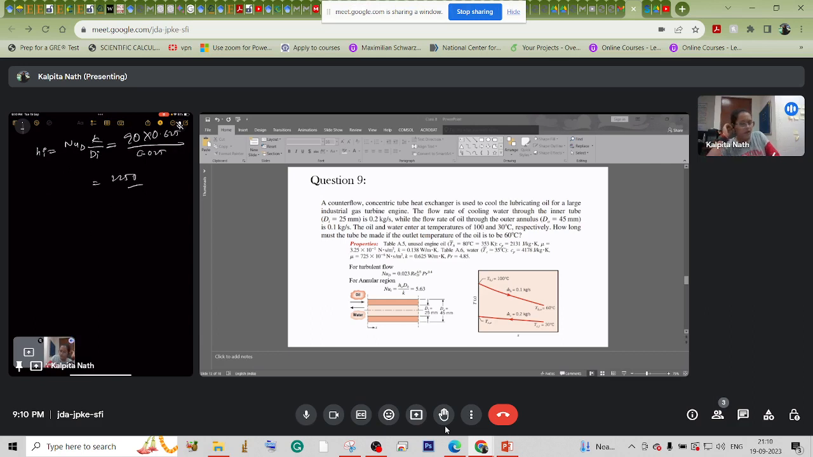Now for the outer, the annular region for oil, we need to find out the hydraulic diameter.